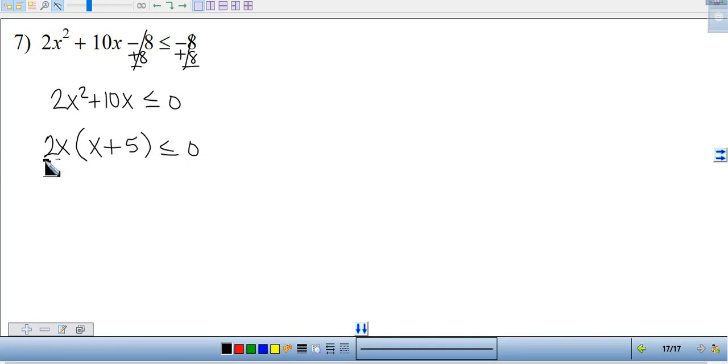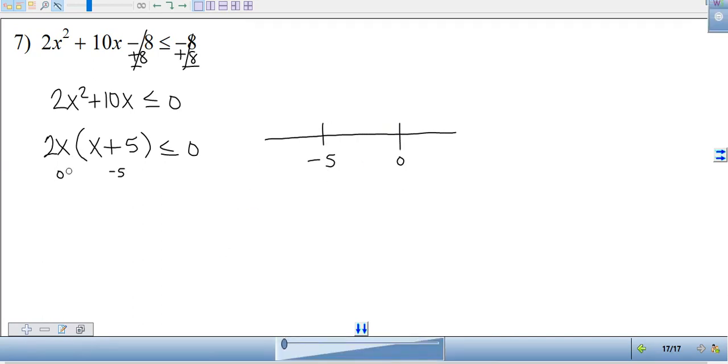When I solve this, both parts are going to get set equal to 0. So the solution to this first part, 2x equals 0, is just 0. When I set x plus 5 equal to 0, I get negative 5. So these will be the 2 points on my number line. Make sure you put them in the correct order. Negative 5 is smaller than 0. Now that you have your points, you're going to look at your inequality. Will you put a solid circle or a hollow circle? Solid.